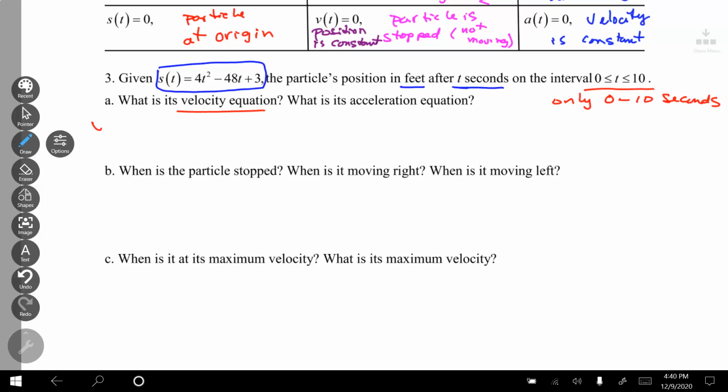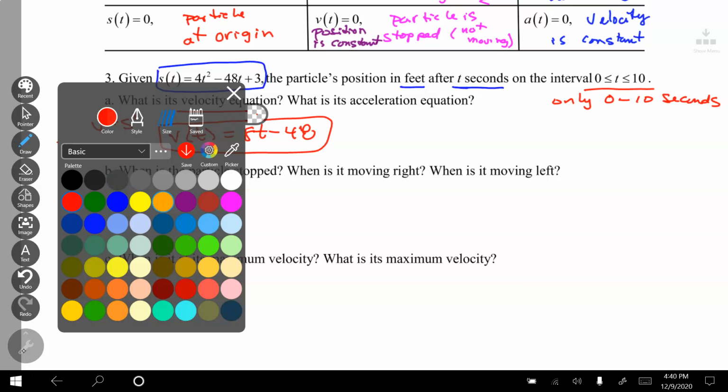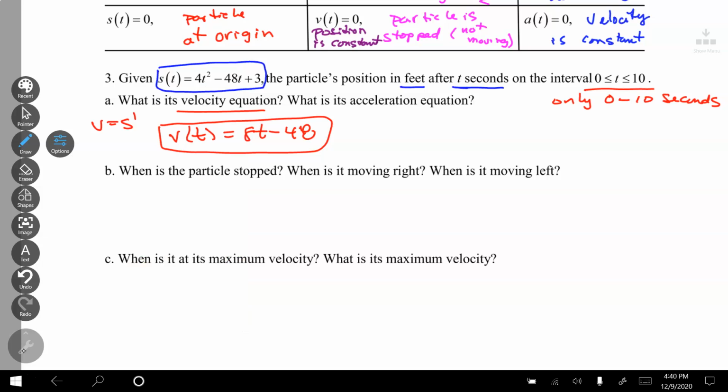Velocity equation, well, velocity is just s prime. So v of t is equal to 8t minus 48. And its acceleration is the derivative of velocity, so my acceleration equation is just equal to 8.